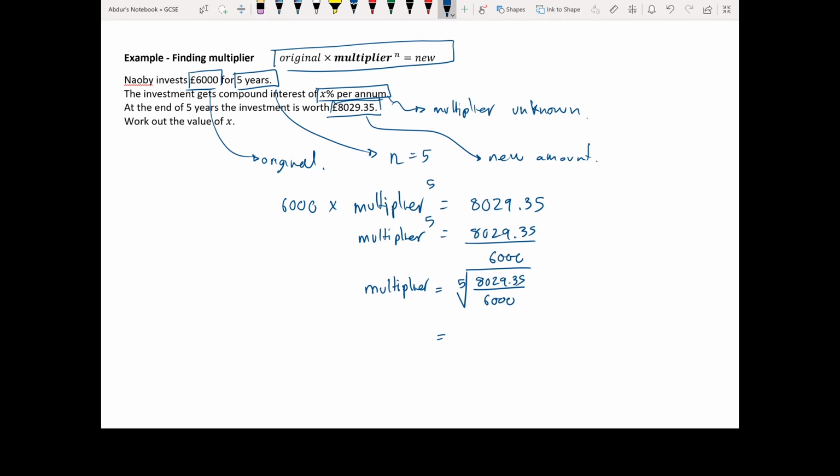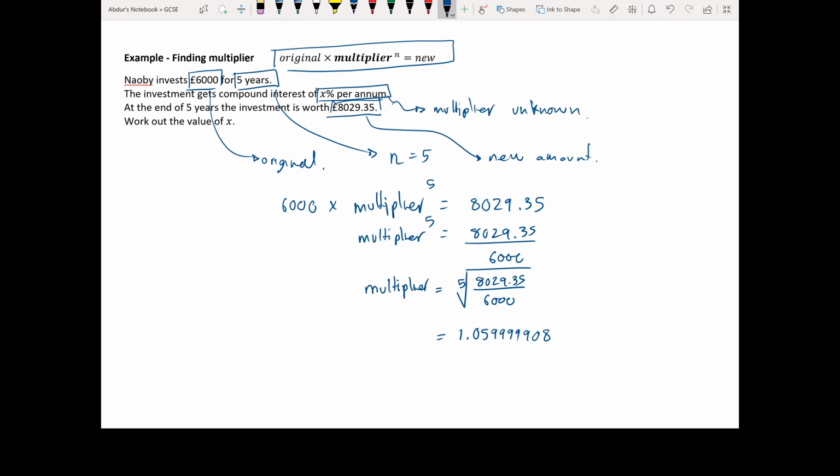So I can then go on to type this into my calculator. Here I've got 8029.35, and I'm dividing that by 6,000, and then I'm doing the fifth root of that answer. So that gets me 1.05999 recurring. I'll just leave it to a few decimal places here. It goes to 999, then it goes to 9999908. I'll write down the full display on my calculator. I won't round at this stage, otherwise I'll have rounding inaccuracies here. So I'll just leave my full calculator display.